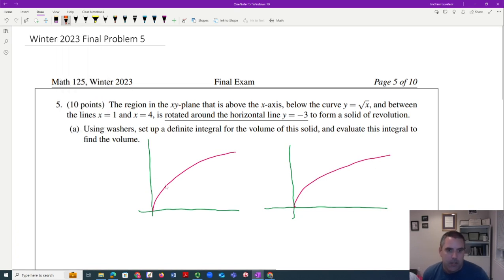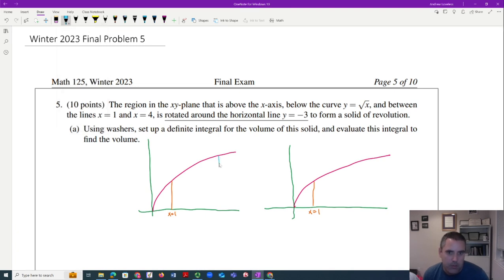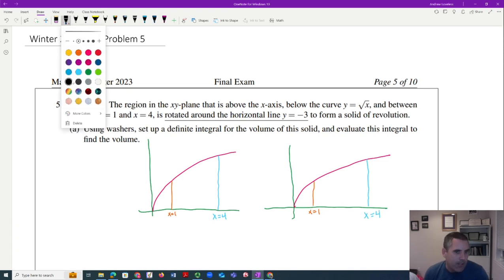Okay, next. We're going from x equals 1. So here's x equals 1. And you should take your time and make sure you have a correct picture. We're going to x equals 4. Here's x equals 4. If we want to recap from earlier in the term, you can use x or you can use y to describe this region.